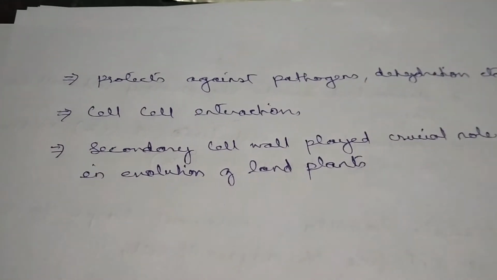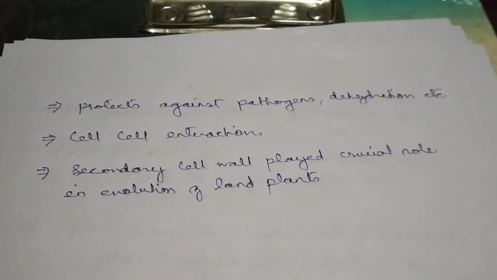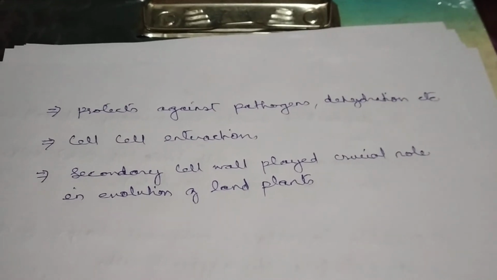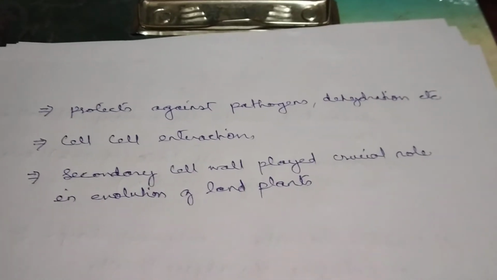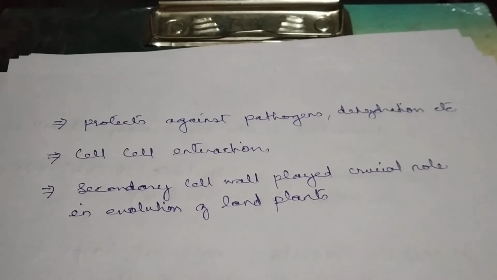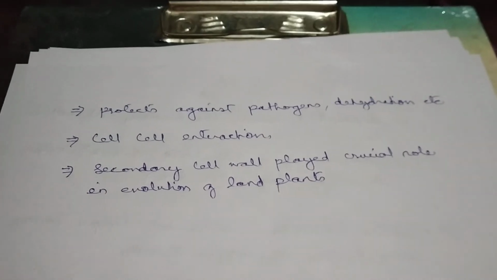As we all know, there are plants of 91 meters, 100 meters. Sequoia sempervirens is one of them. So how do they stand? It is all because of cell wall, the secondary cell wall, the lignin, the xylans, the cellulose, which provides rigidity to the cell wall.